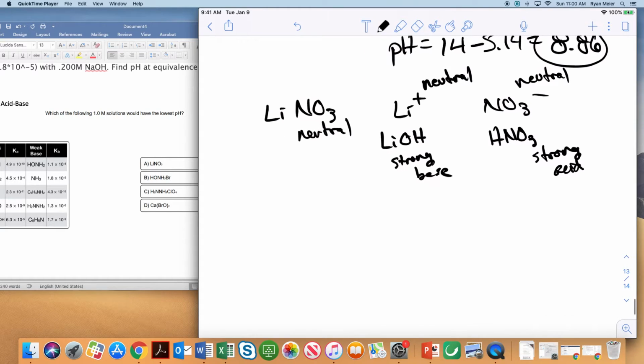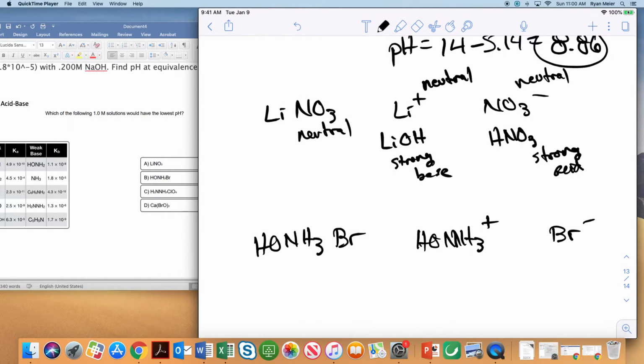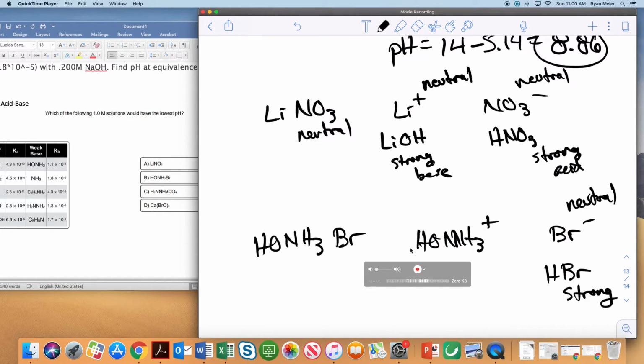All right, let's look at our next example. We have HONH3Br. This is a little awkward to understand how it's being broken apart, but we get a cation, HONH3 plus, and Br minus. Br minus is the easier one here; its conjugate is HBr, one of our strong acids, so Br minus is neutral. So what about the cation? How do I know what's going on with it?